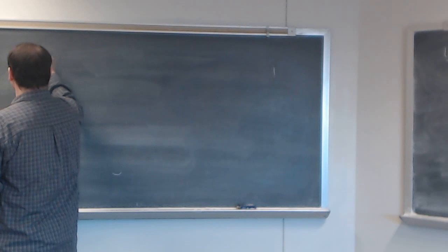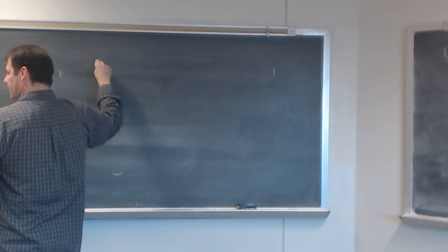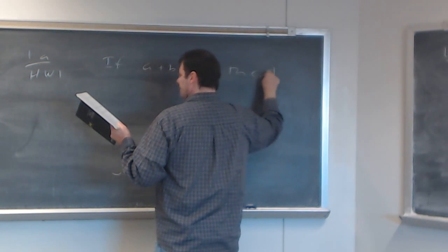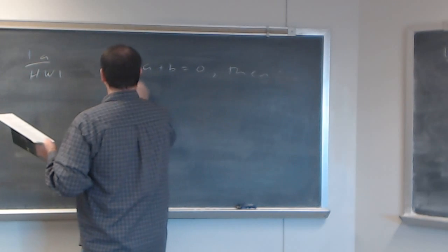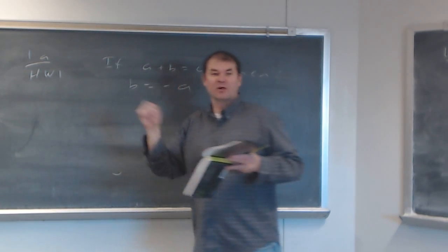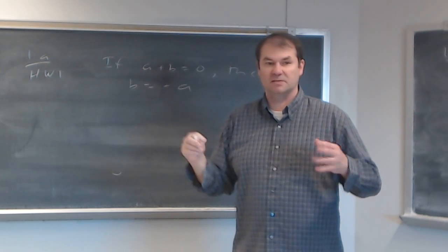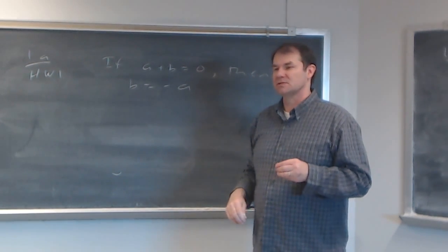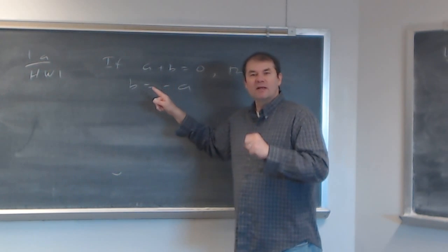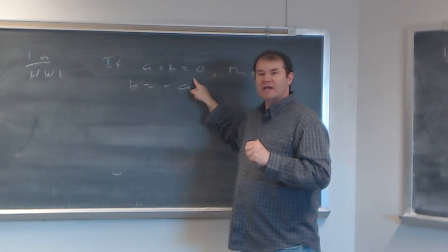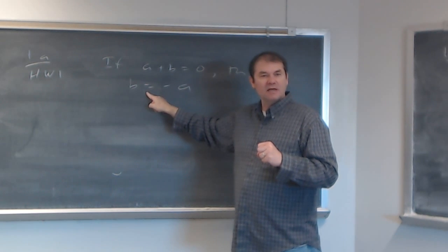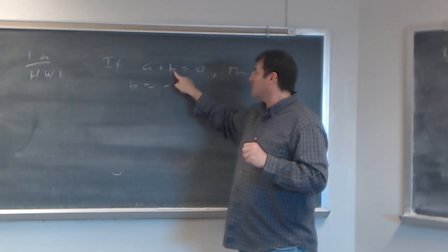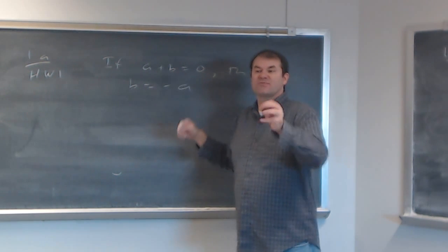1A from the homework says the following. It says, if a plus b equals 0, then b equals minus a. You can write this down or not. I want to explain something. You say, well, this is a bunch of symbols. What is it saying to us? This is a way of reading it. If you have first plus second equal to 0, then the second has to be equal to the additive inverse of the first. First plus second equals 0 means second equals minus first.